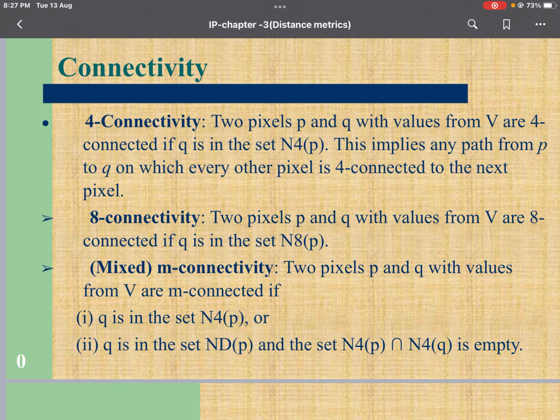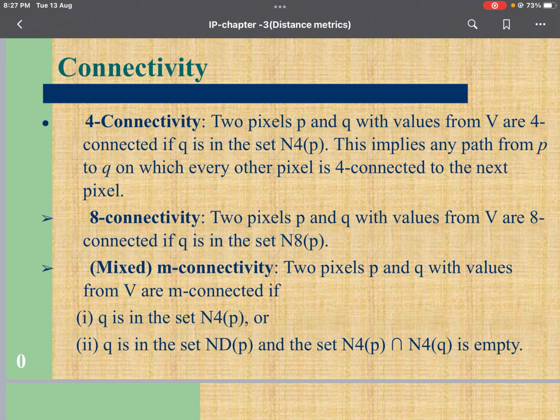This implies any path from P to Q on which every other pixel is 4 connected to the next pixel. Next is 8 connectivity. Two pixels P and Q with values from V are 8 connected if Q is in the set N8 of P.